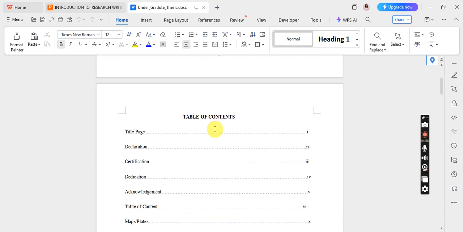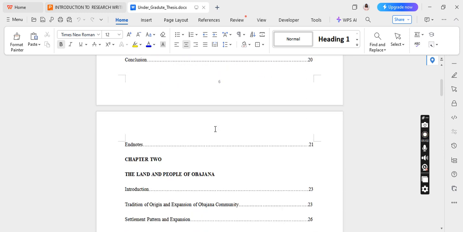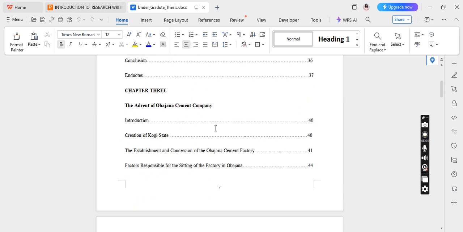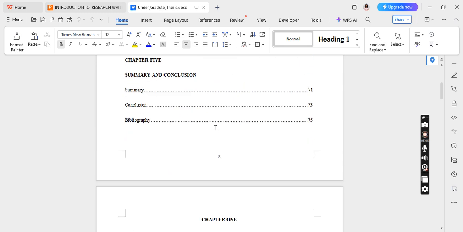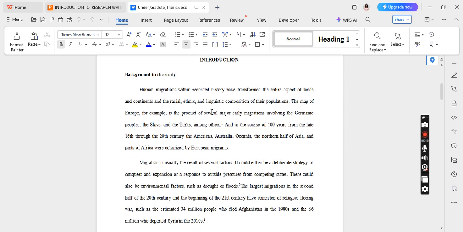You see, this is the table of contents. Later, I'll teach you how to construct a table of contents, how to take the problems you see and turn them into a topic for you to write about. So that's that. So chapter one, introduction, background of the study. What does the background of the study entail?